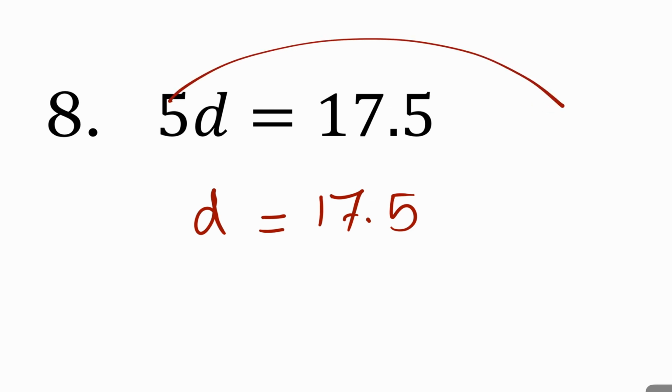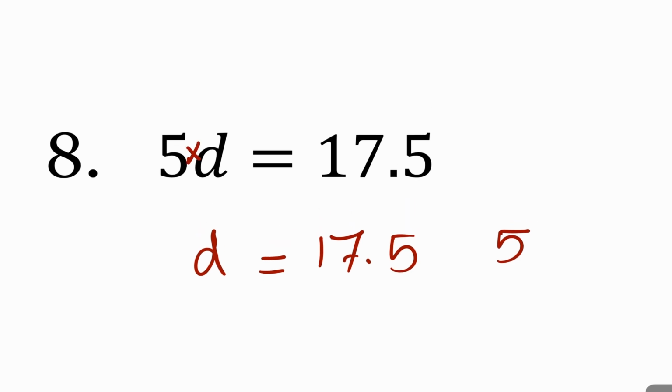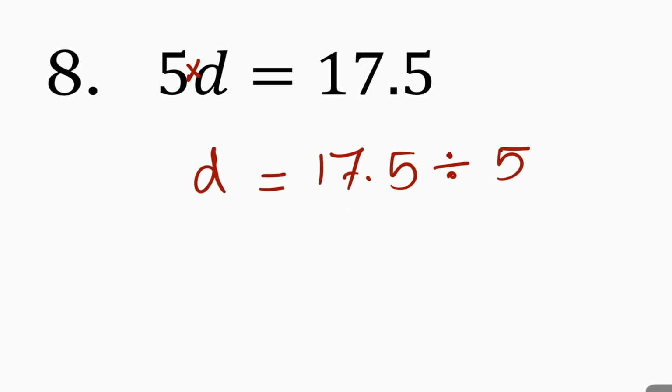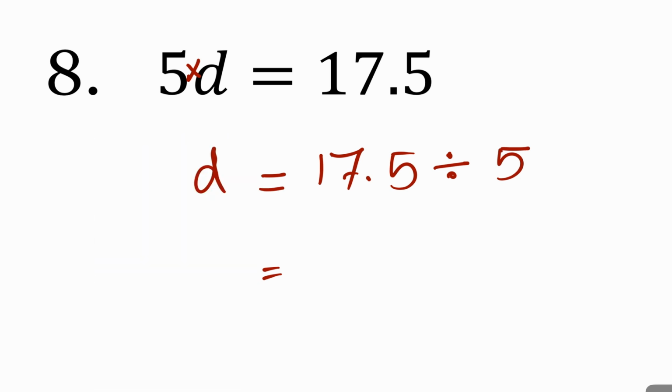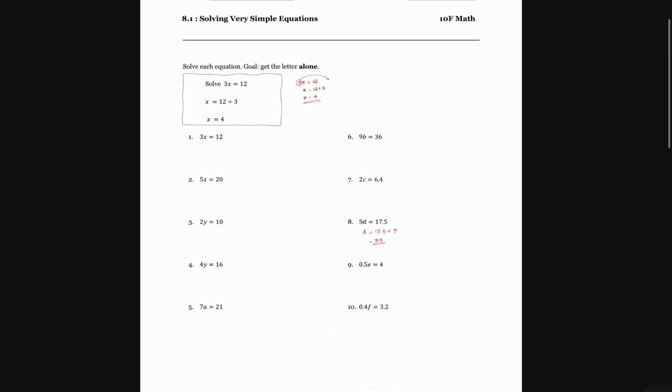5 will be here, and I told you there is an invisible multiplication sign in between 5 and d. So if your number is being multiplied on the left hand side, you have to do the opposite operation on the right hand side. So multiplication becomes division. That's it. So 17.5 divided by 5 is 3.5. That's it. So that is section 1.